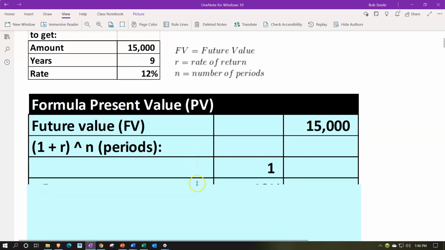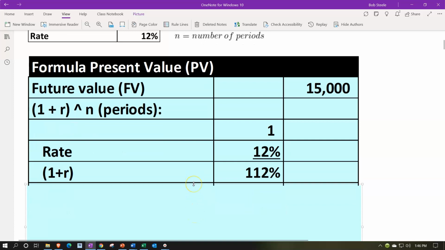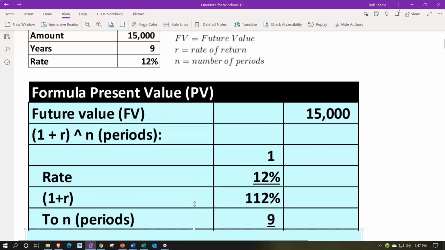And do the calculation. There's the 1. The R is going to be the 12%. 1 plus 12% is 112%. Note that if you're putting this into a calculator, be careful that you're dealing with rounding and percentages. So make sure you know whether you're looking at it in terms of a percent, which would be 112%, or a decimal, which would be 1.12. We're taking that then to the n.